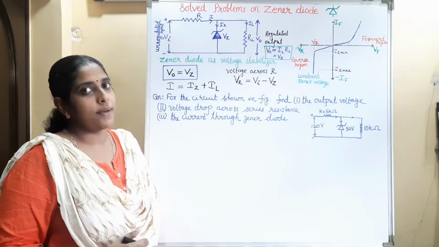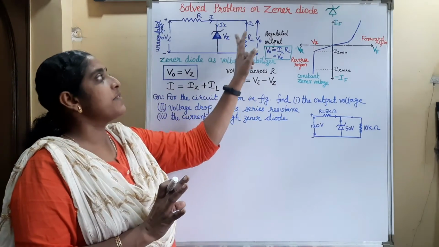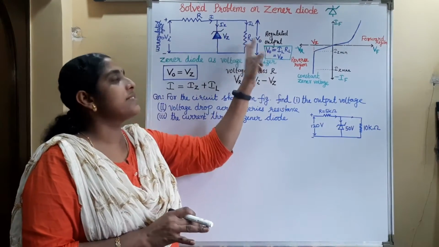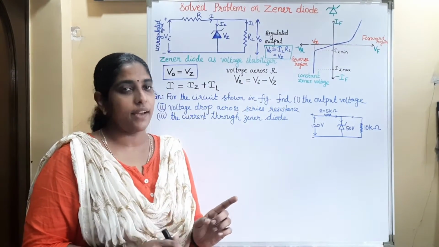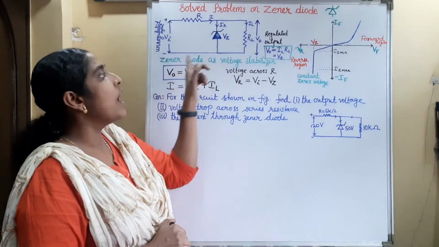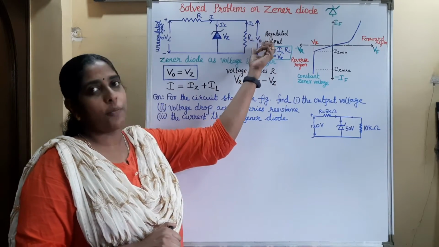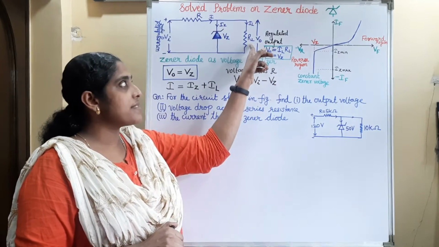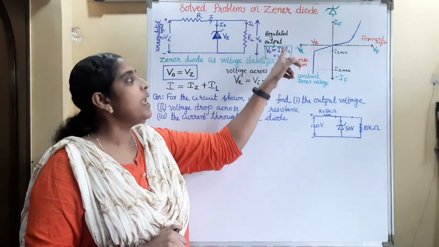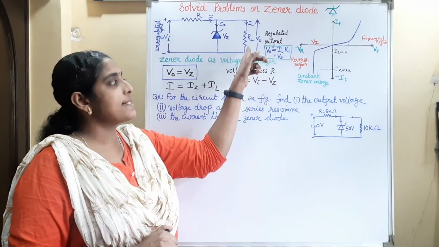While doing the problems, remember these points. The Zener voltage will be equal to the output voltage because the Zener diode and this load resistor are connected in parallel. Output voltage is also equal to IL into RL because we obtain the output across the load resistance RL. So VO is also equal to IL into RL. IL is the load current, that is the current passing through the load resistance.